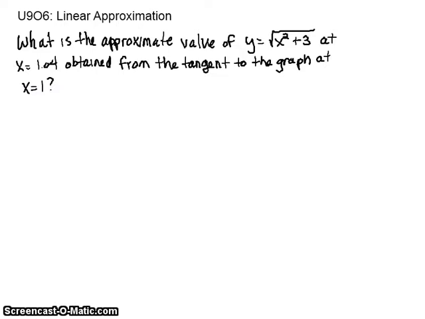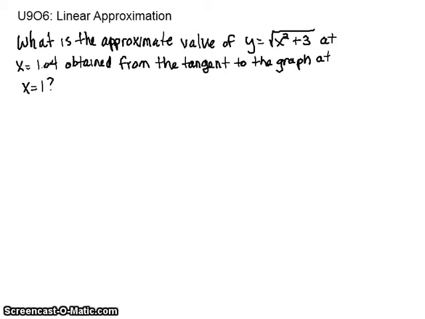So they give us this function y equals the square root of x squared plus 3, and we need to try to approximate the value of 1.04 when we plug that in. It's not really easy to take 1.04, square it, add 3, take the square root without a calculator. So we're going to try to do this and get an approximate answer.